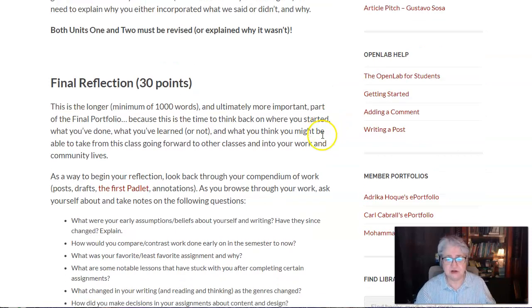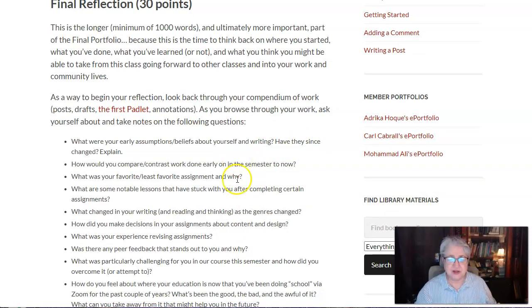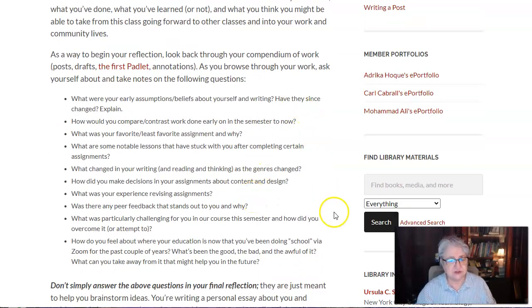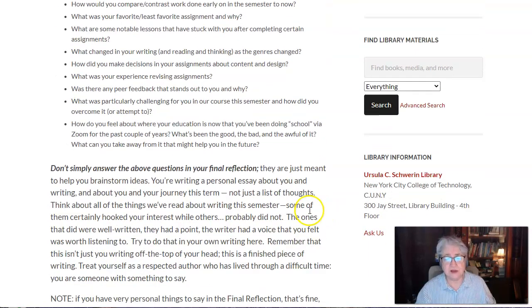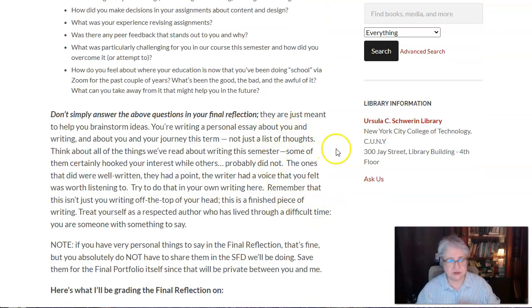So as you start this reflection, you do not have to answer all of these questions. These are just things to get you thinking about what you want to write. As it says, don't just answer the questions. It's about where you started. Now, there's a couple of things that you have to put in here. This is sort of a formal essay.